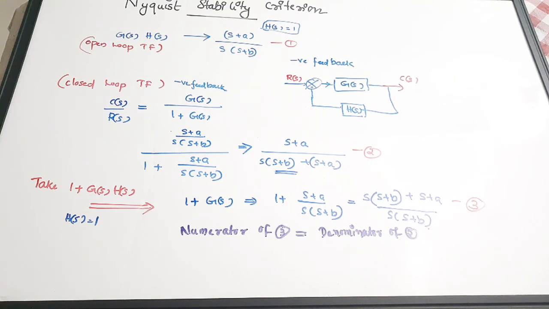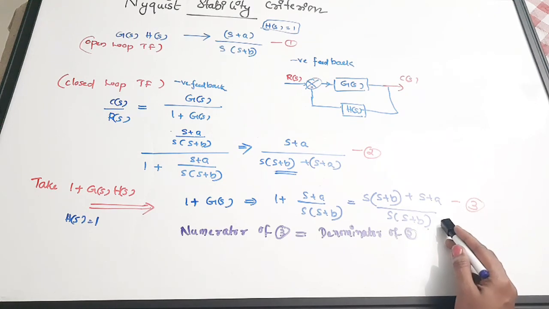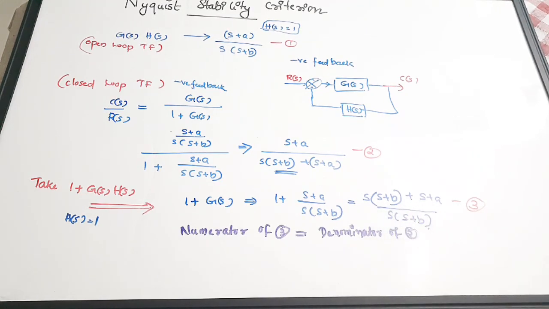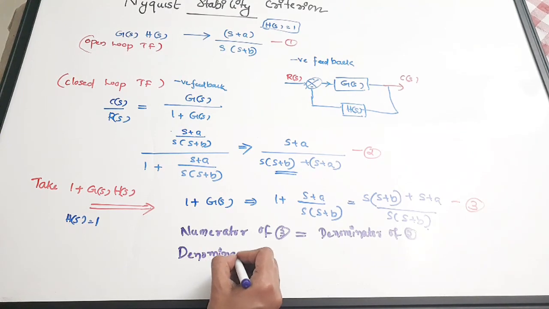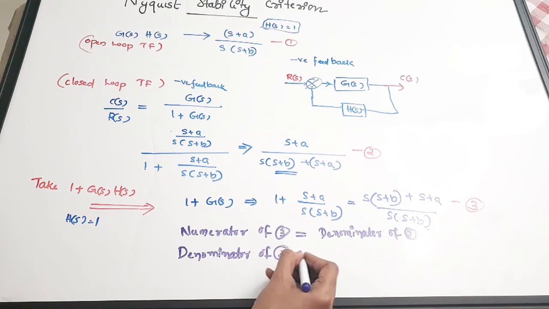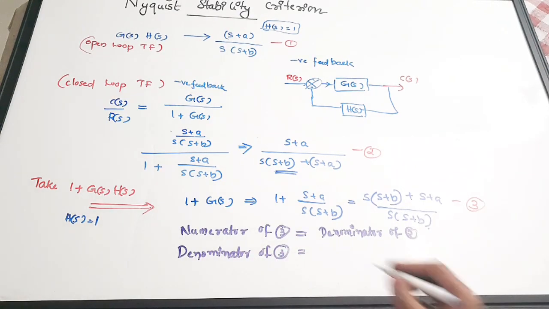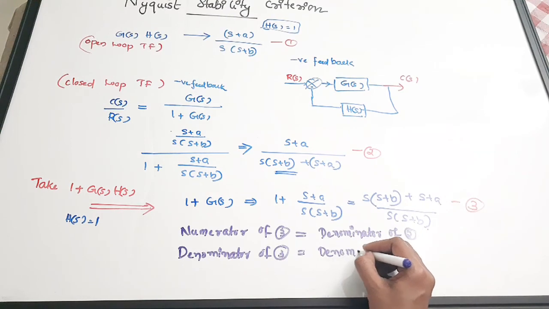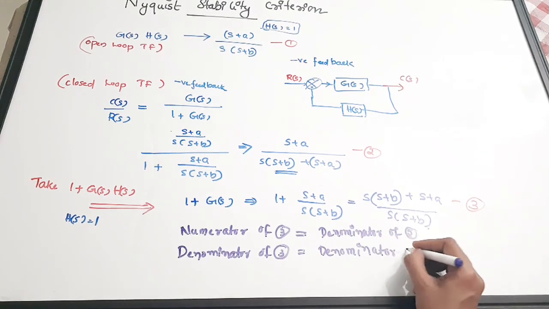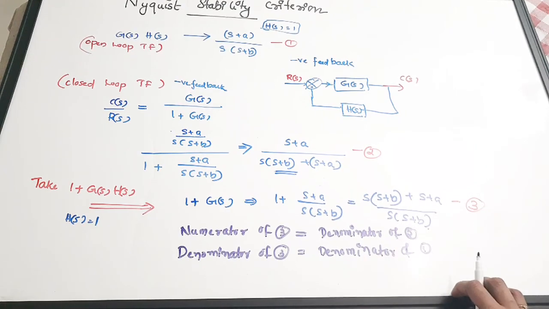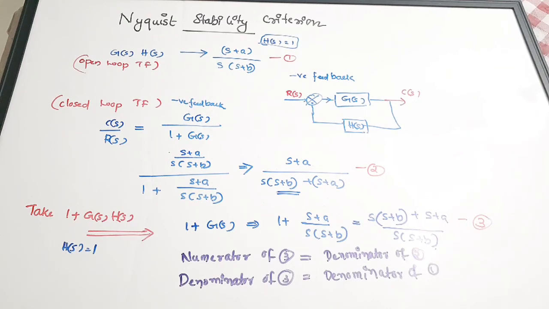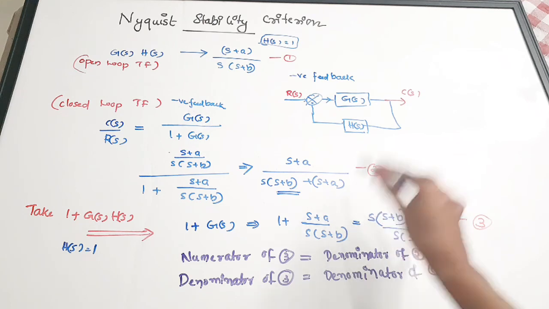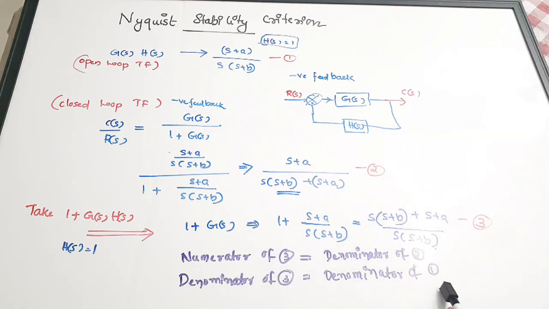Let us have a look at the denominator of 3. The denominator of 3 is equal to the denominator of 1. Okay. So, that is the next inference. Denominator of 3 is equal to denominator of 1. So, these are my two inferences which I am getting after I write these three terms. Okay, so the numerator of 3 is equal to the denominator of 2 and the denominator of 3 is equal to the denominator of 1.